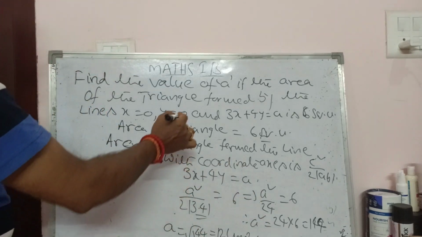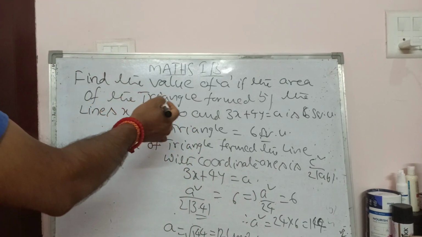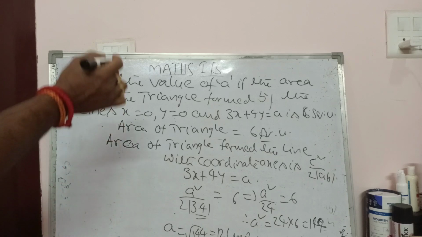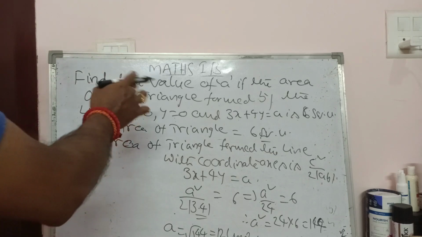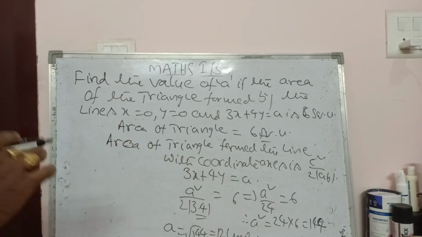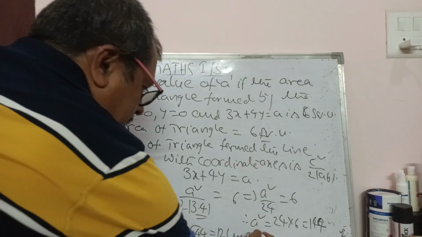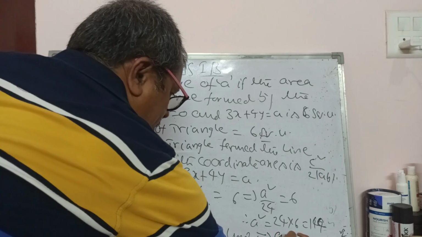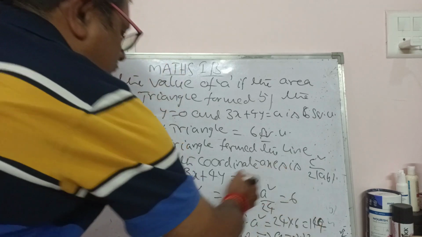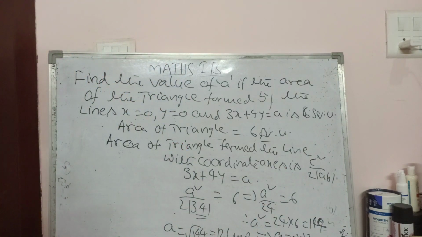So the area of the triangle formed by this line with the coordinate axes is 6 square units, and the value of A is 12 units. Of course, here A can be either positive or negative. A is equal to plus or minus 12. Therefore, the A value may be either plus 12 or minus 12.